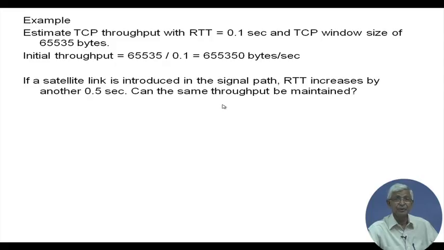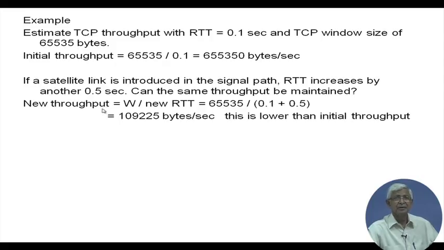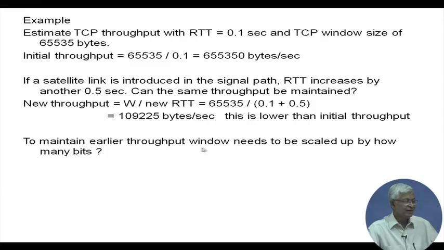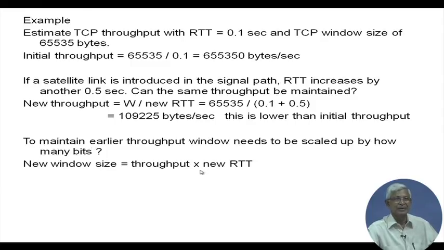Can the same throughput be maintained? No. The new throughput will be W by the new RTT. Since the RTT has increased, it will decrease. So, the initial value was 655350 bytes per second. Now, it will be 109225 bytes per second. This is lower than the initial throughput. So, what is to be done? To maintain the earlier throughput, the window needs to be scaled up by how many bits? Okay, let us calculate that.